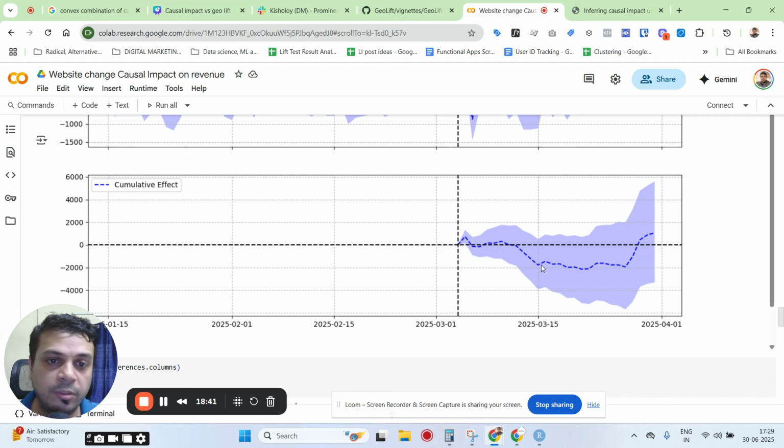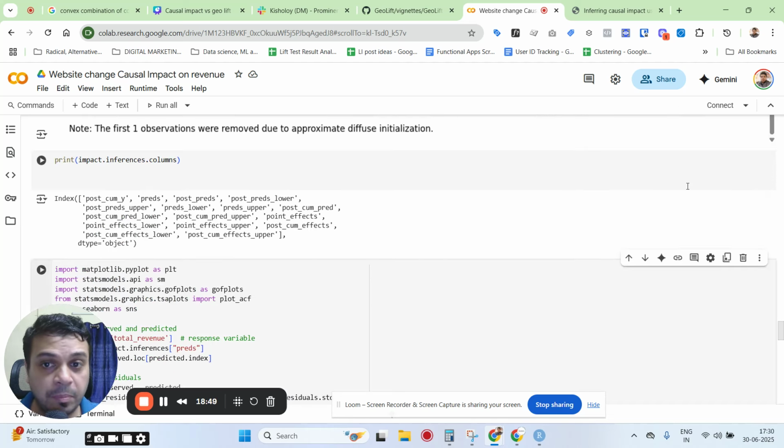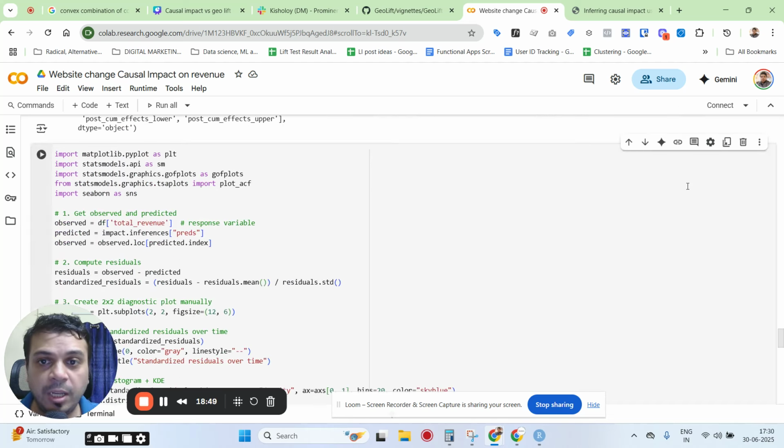So this is your cumulative effect. As per the definition of cumulative, it shows over time how much the effect is getting accumulated. So that's your primary output. You also have a textual output, by the way, which tells you whether or not the causal impact has been properly causal. Let me just see. So there you go.